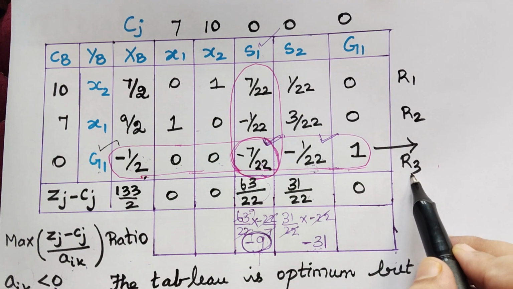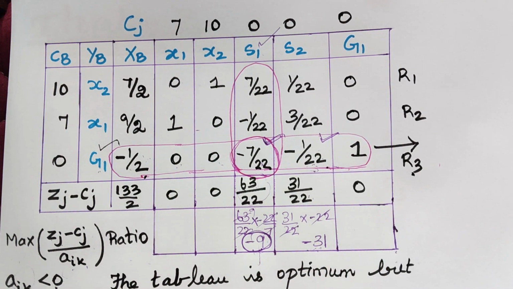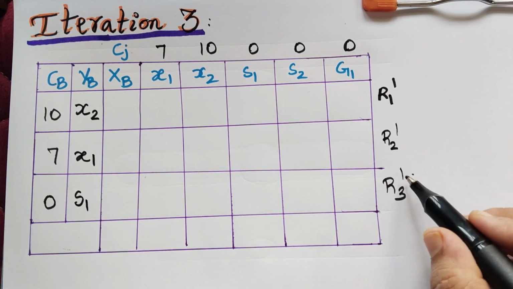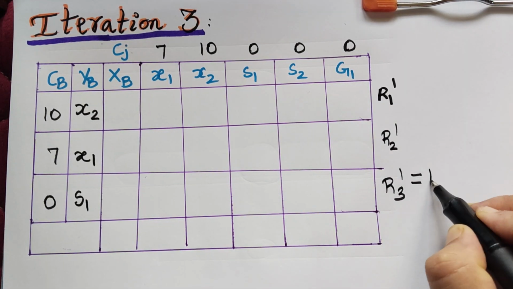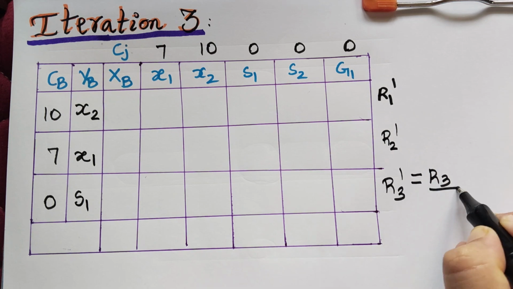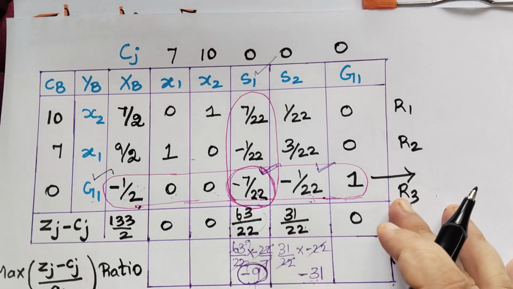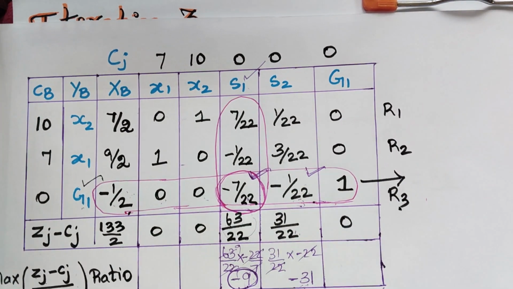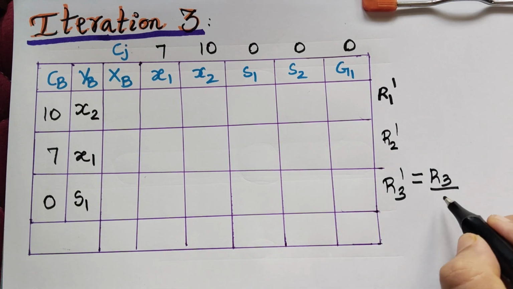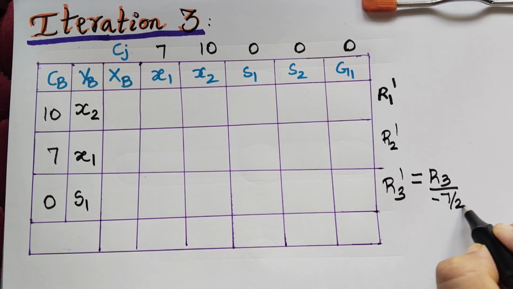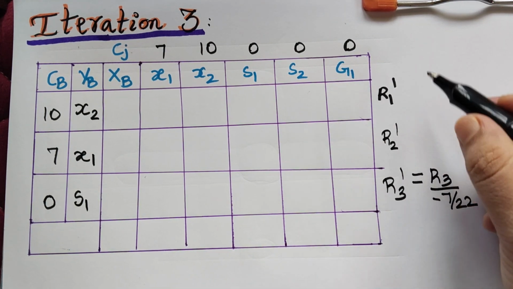Now from this row, first we should obtain the new pivotal row. So what is the new pivotal row? Row 3 dash. So that will be equal to the old pivotal row divided by the pivotal element. The pivotal element is minus 7 by 22. So this has to be divided by minus 7 by 22. Others also we will write and keep.